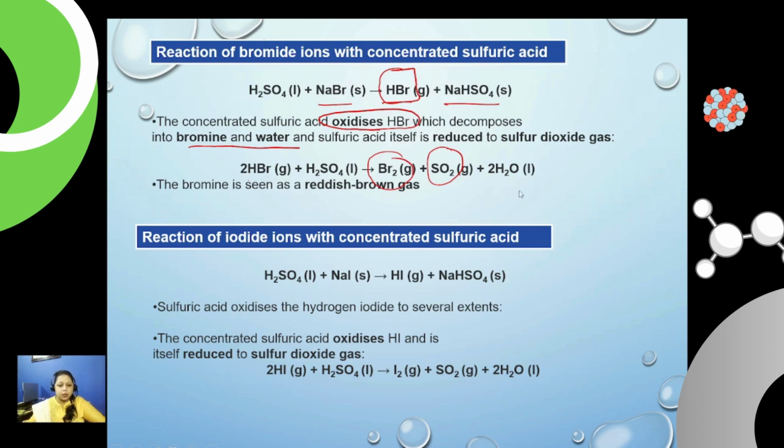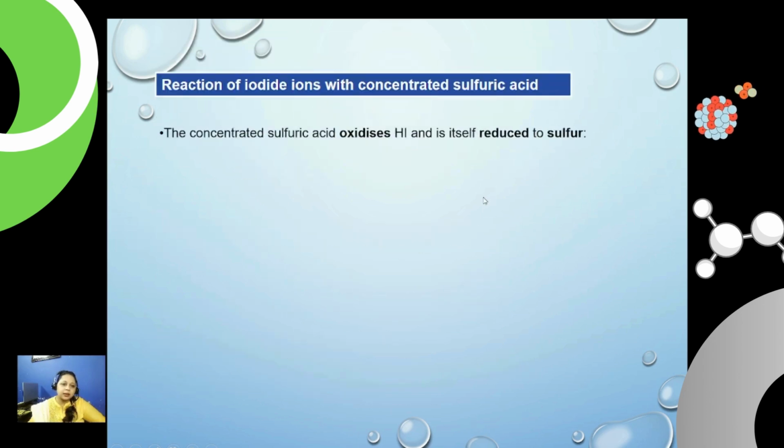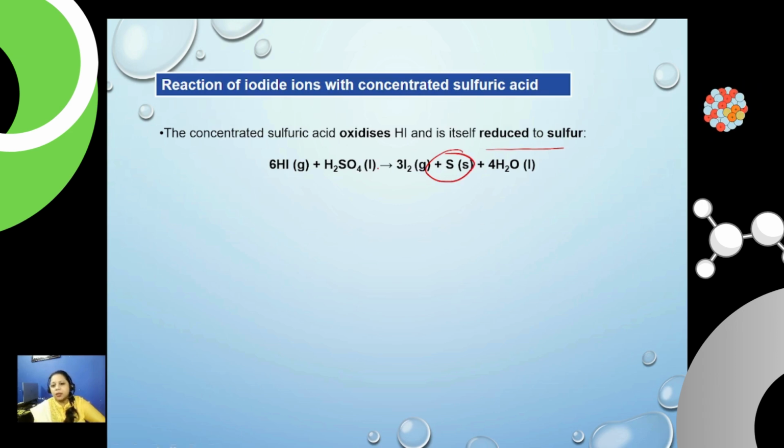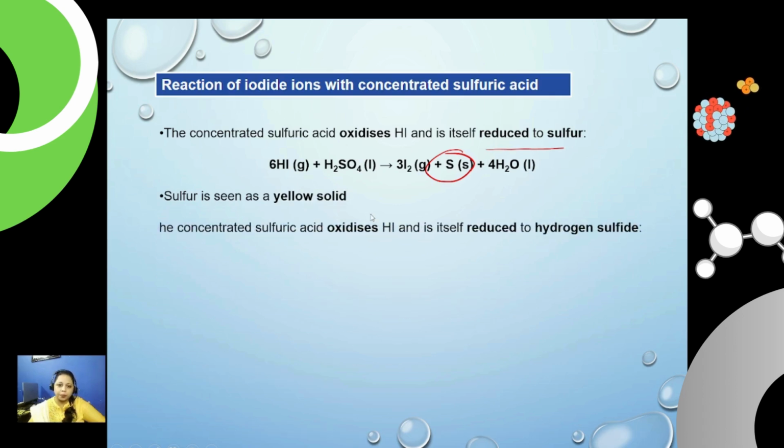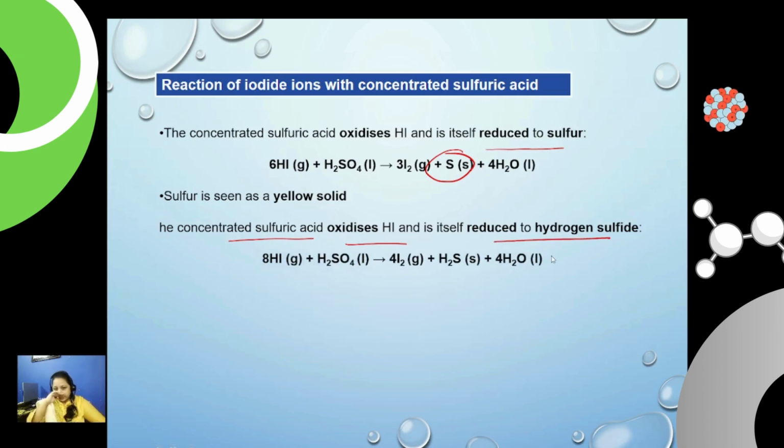There is one more step. So what is that step? The concentrated sulfuric acid oxidizes and is itself reduced to sulfur. Instead of SO2, sulfur is produced, and you can smell sulfur as well. It is also seen as a yellow solid. If the concentrated sulfuric acid oxidizes and produces hydrogen sulfide, it can also happen. There is one more step. Hydrogen sulfide has a very pungent smell, like rotten eggs. So you can clearly identify that hydrogen sulfide is produced at this point.